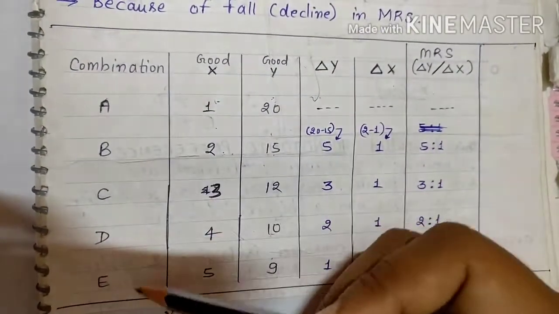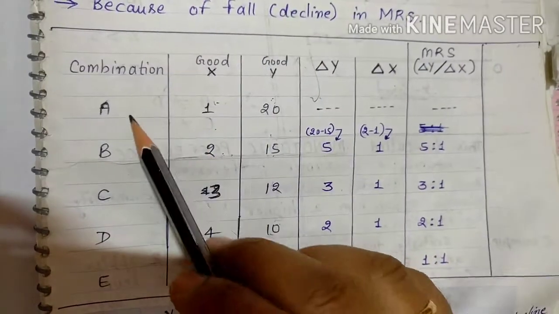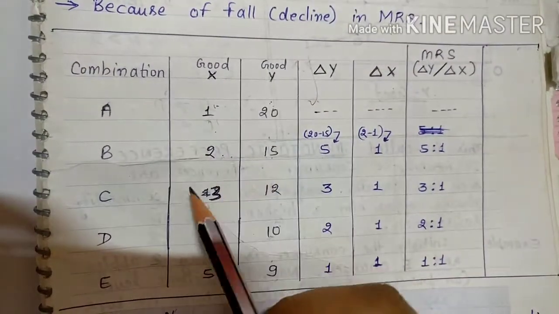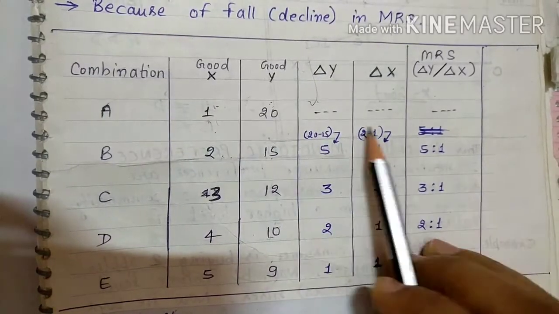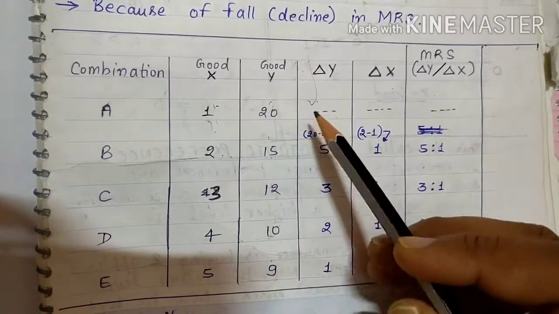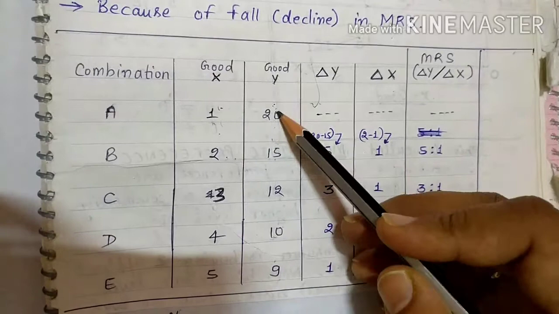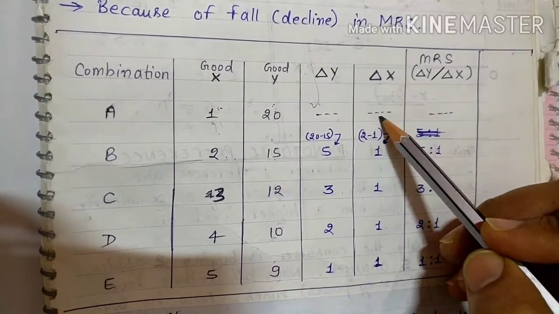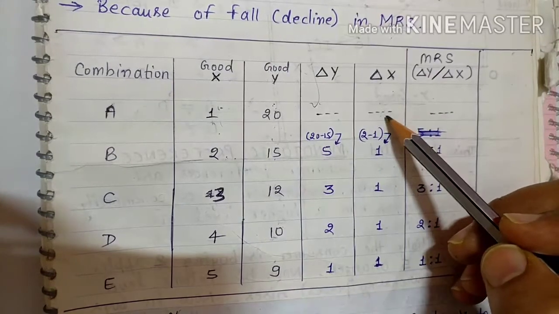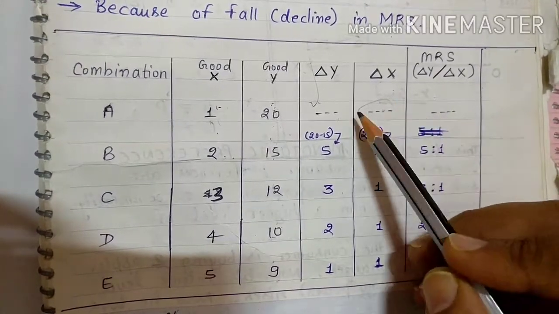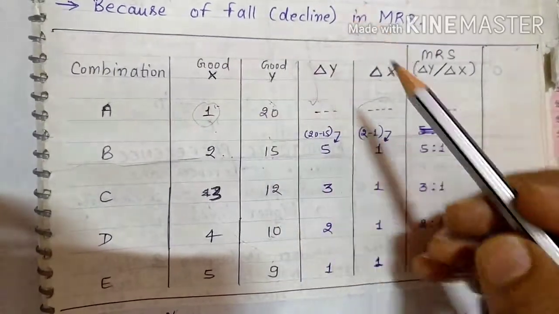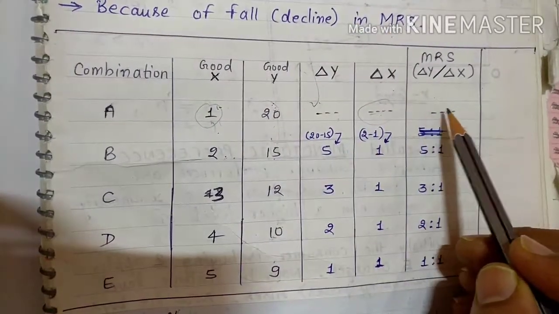Combinations are given: A, B, C, D, E. Combination A has 1 unit of good X and 20 units of good Y, and so on. As you can see here, delta Y means current minus previous. For the first one, there is no previous unit, so it is a dash. Delta X is the change in good X, current minus previous. Current is 1 unit, and the previous one is not given, so here it is also a dash. The first one comes as a dash only.